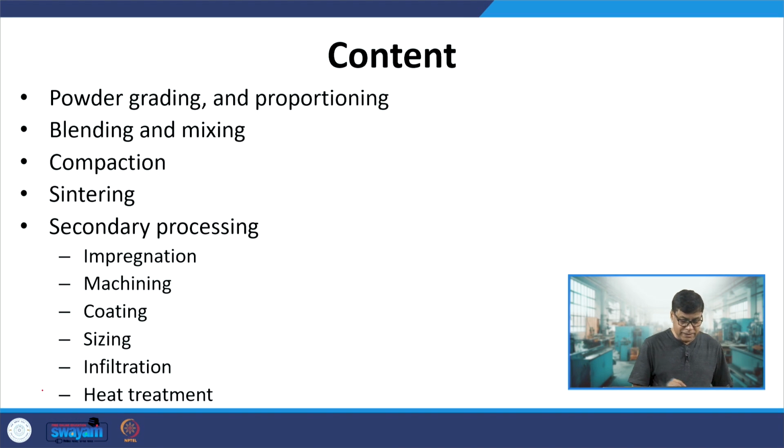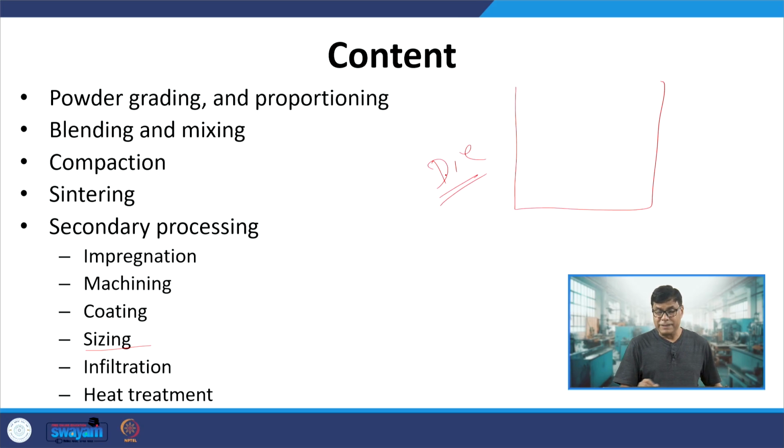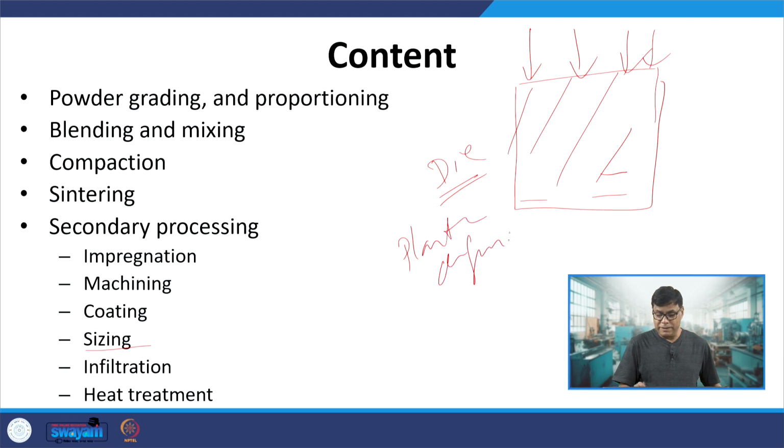Sizing is another method, because whatever product is obtained through powder metallurgy is usually near net shape. It may not be as per the requirement of size and shape. So, what we do, we take the die of the desired size. In that, the product is placed and then this is pressurized. When it is pressurized, due to the plastic deformation of the material of the component, that helps in attaining the desired size and shape.